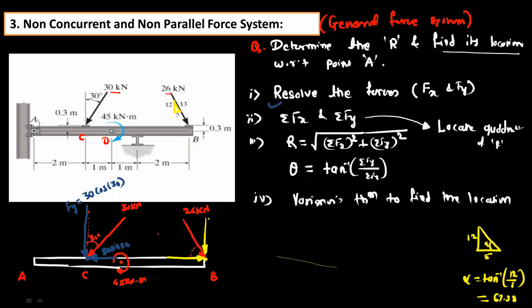So this Y component, being the opposite component, is 26 sin 67.38. And this X component is the adjacent component to the angle alpha, so this is the cos component. Always remember, adjacent means cos, opposite means sin. So this is 26, the force, times cos 67.38. Okay, so this is the resolution.